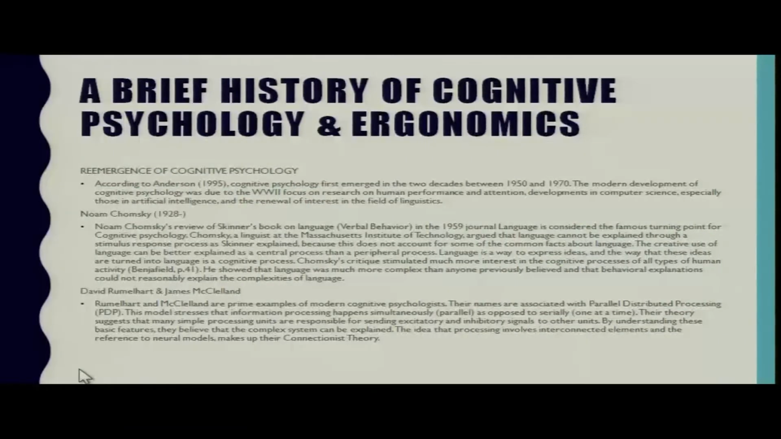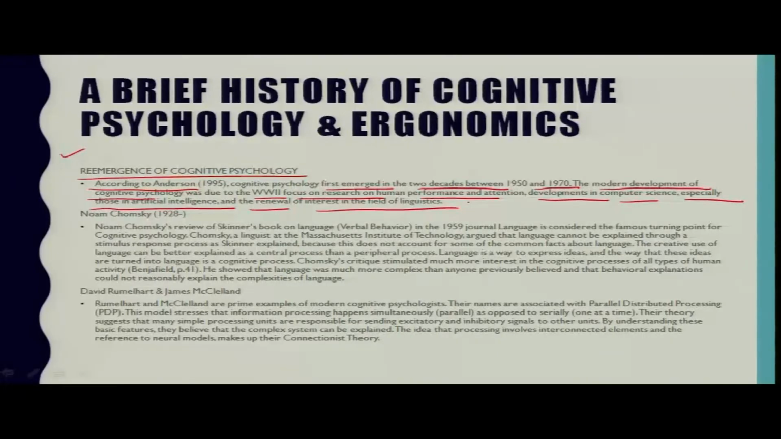As far as the brief history of cognitive psychology, there is another series of contributors. The reemergence of cognitive psychology: according to Anderson, cognitive psychology first emerged in the two decades between 1950 and 1970. The modern development of cognitive psychology was due to World War II's focus on research on human performance and attention, developments in computer science, especially those in artificial intelligence, and the renewal of interest in the field of linguistics. Another scientist, Noam Chomsky, wrote a review of Skinner's book on language, Verbal Behavior, in 1959, which is considered the famous turning point for cognitive psychology.